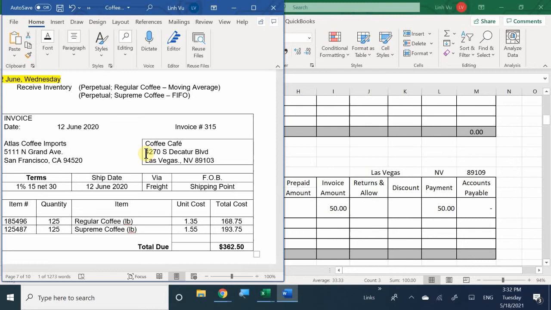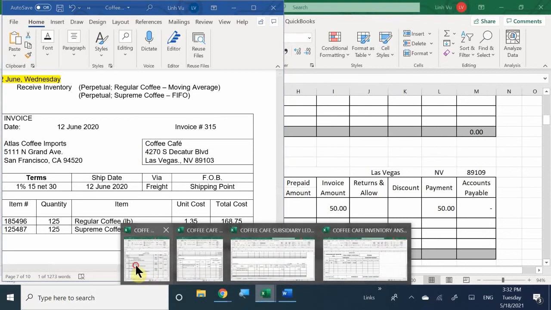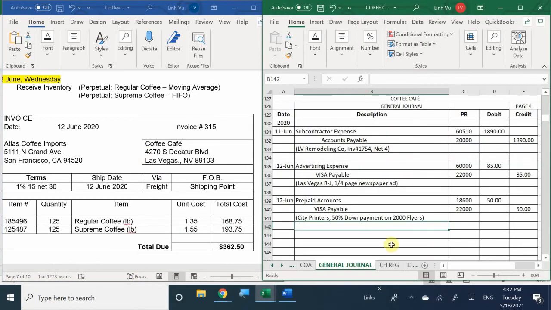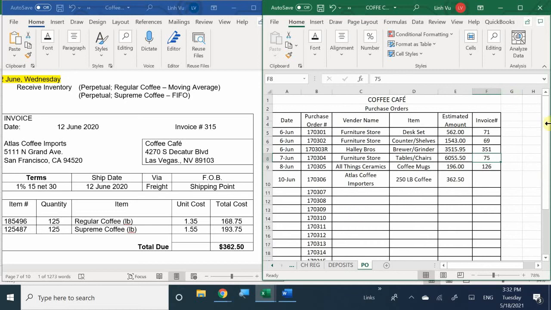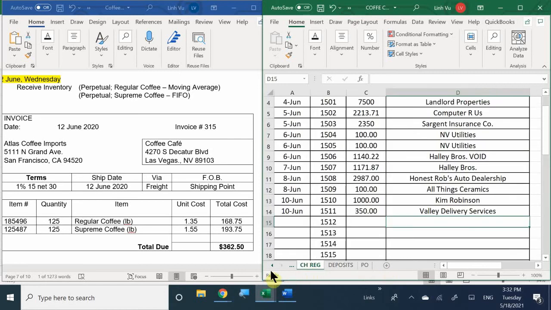So first things first, we need to check off our purchase orders because we finally received our items. So purchase orders here, right? We haven't made any purchase orders, and guess what? We finally got our coffee, and it was invoice number 315. All right, so let's take a look at this.